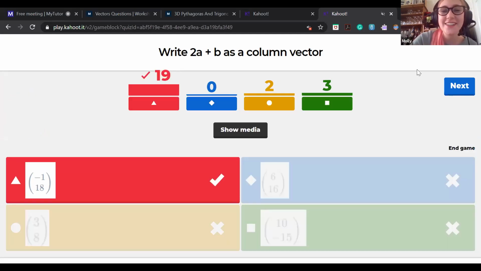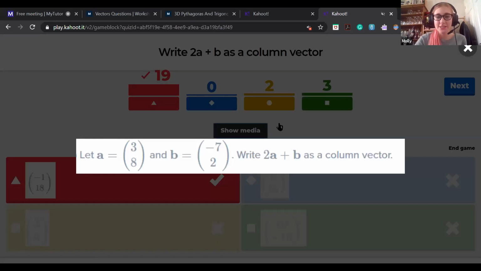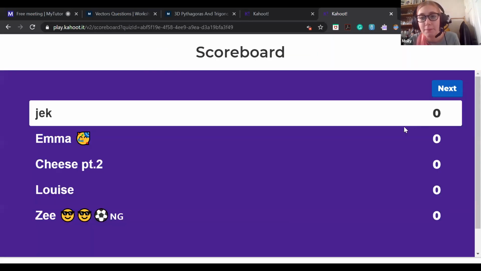Yeah, awesome. Well done, guys. So let's have a look at what we do. We do 2 lots of a, so just multiply each bit by 2, so that gives us (6, 16). And then we add this, so we subtract 7 from the top, so that gives us -1, and add 2 to 16, so that gives us 18. Perfect, well done.